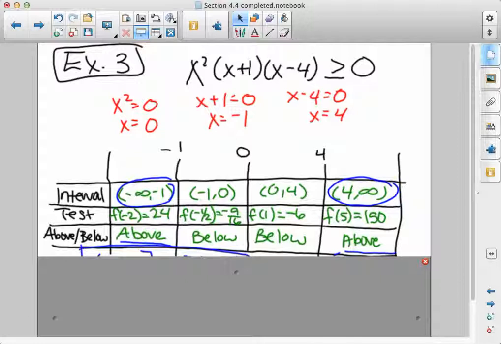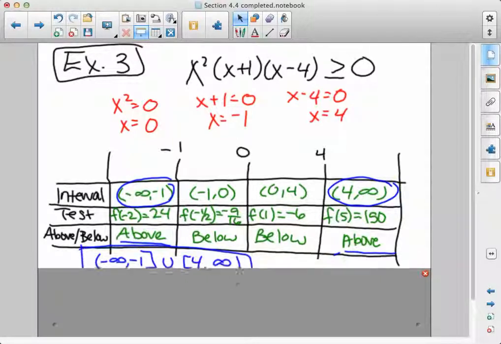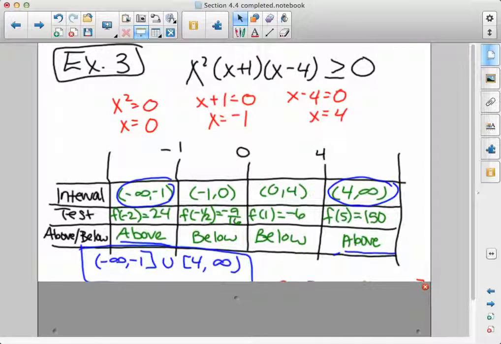And you can see from the table that would be my first and last intervals, -infinity to -1 and 4 to infinity. And finally, for my solution, I put brackets on -1 and 4 since I do have an equal on my inequality sign.